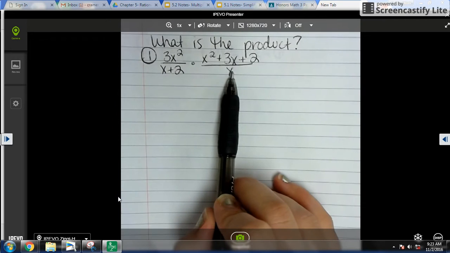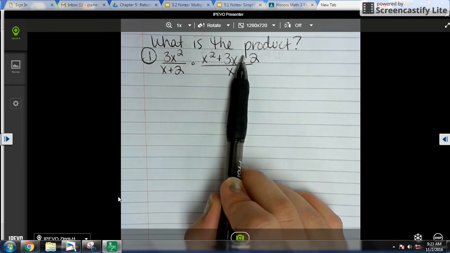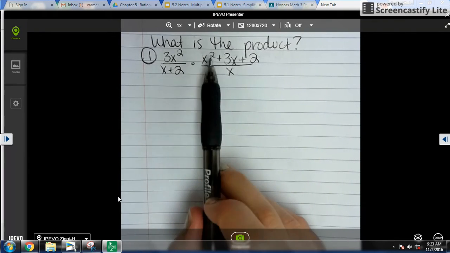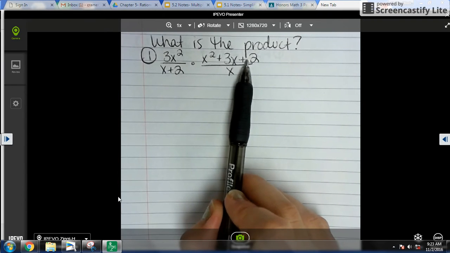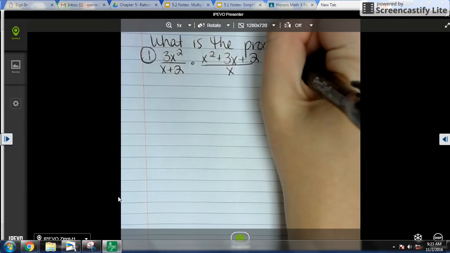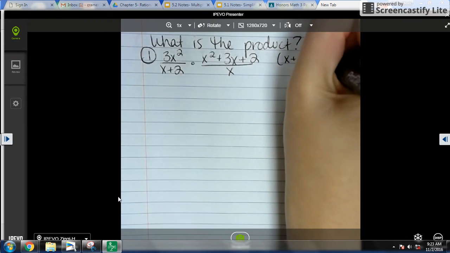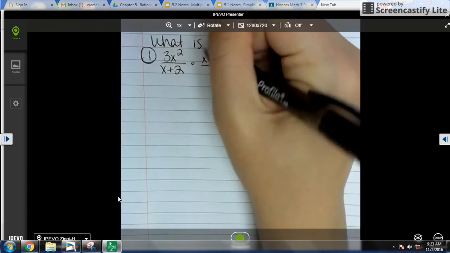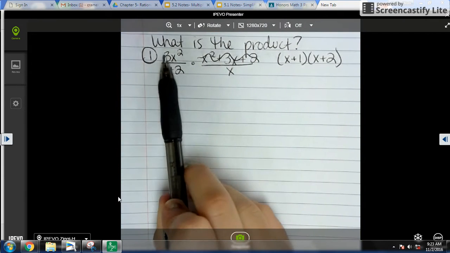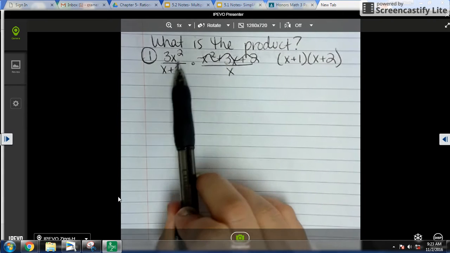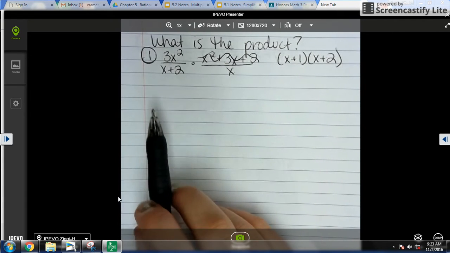Try to find a product that's a little more complicated. Up here we have a quadratic trinomial. So we want to factor that first to keep things more simple. So this would factor to x plus 1, x plus 2. So we're going to replace that with that. And then again, like normal, numerator times numerator, denominator times denominator.